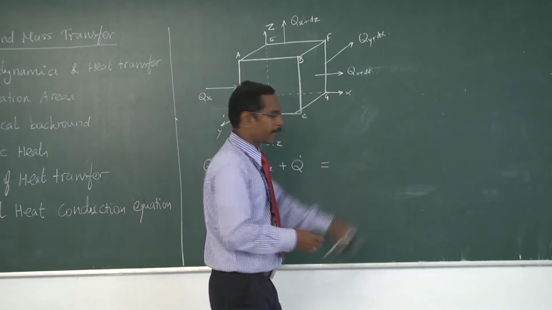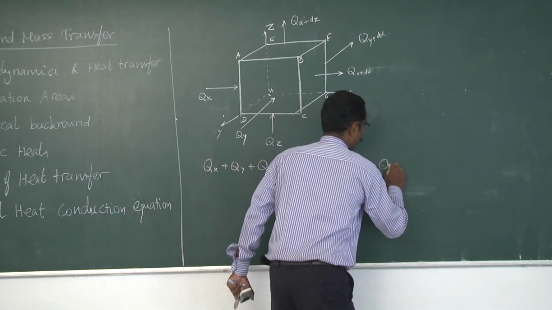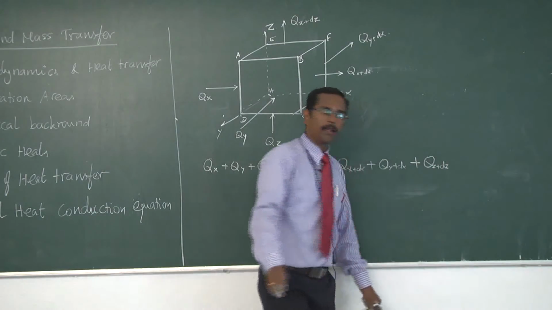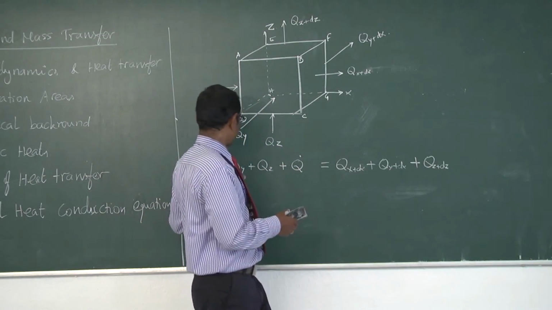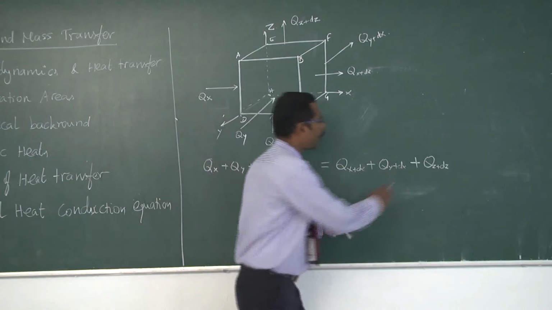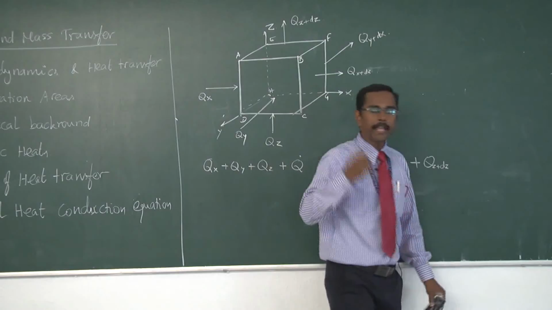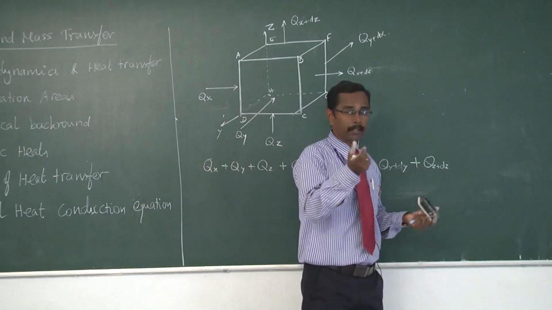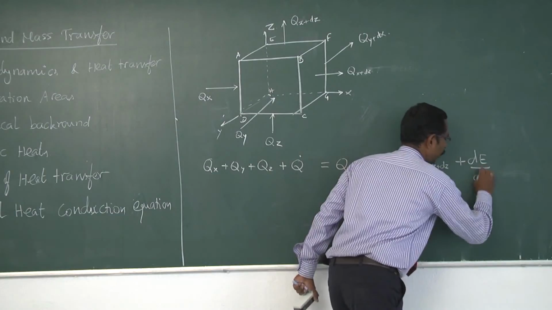Heat conducted out from the elements are Qx+dx, Qy+dy and Qz+dz. By the first law of thermodynamics, the net heat conducted into the element, Qx plus Qy plus Qz minus Qx+dx, Qy+dy and Qz+dz, is equal to the change in internal energy. How much amount of energy can be stored? So the rate of change of internal energy can be considered, which is dE with respect to time.